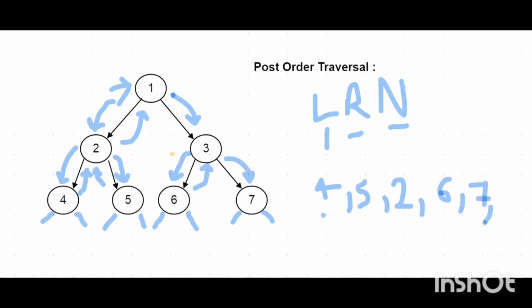For node 3, we have visited the left side. We have visited the right side. Now we can visit node 3. After visiting node 3, we move back to node 1. Node 1 is the root node of the tree. So we have visited the left side of node 1. We have visited the right side of node 1. Now we can visit node 1. With this, we have visited all the nodes of the tree. Post-order traversal for this tree is 4, 5, 2, 6, 7, 3, 1.